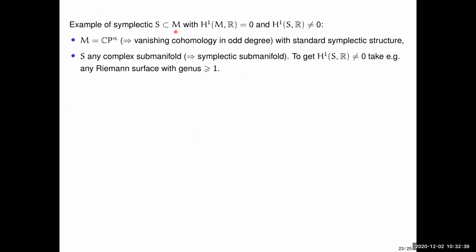The obvious thing to do is to take as M a complex projective space with the standard symplectic structure, and take as S any complex submanifold. Complex submanifolds of this M are also symplectic submanifolds. And you have to find now a complex submanifold with a non-vanishing H1. So take, for example, any Riemann surface with genus not 0, and then you are done. So if you have a deformation of a Riemann surface and a deformation of projective space, and the first is a quotient of the second, you can be sure that this quotient will not be a submanifold algebra.